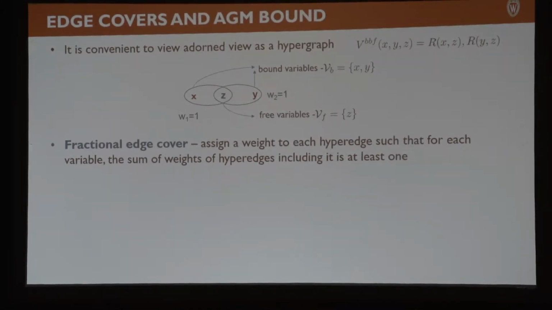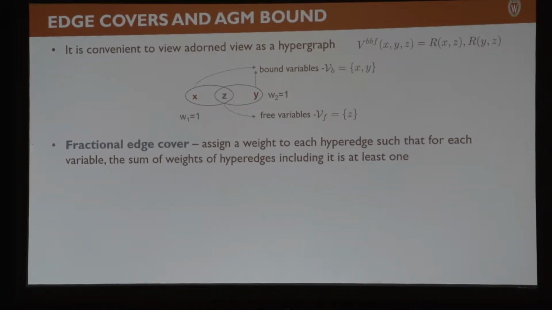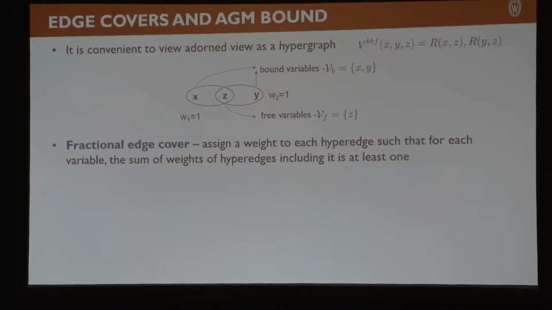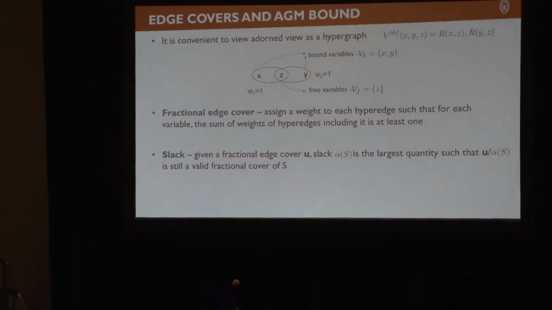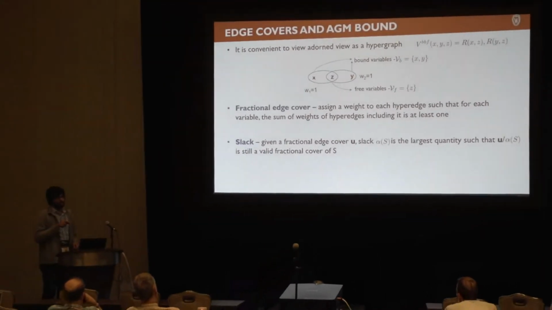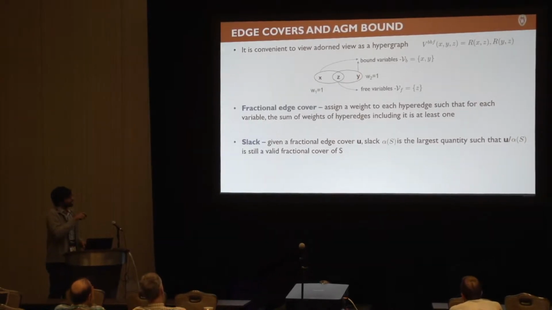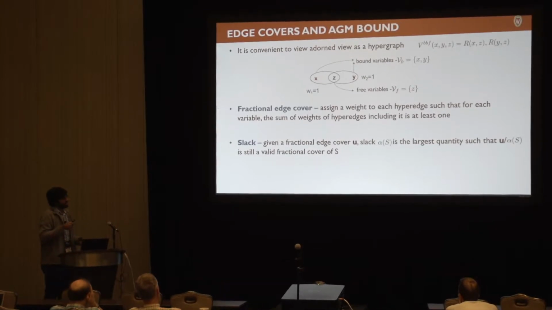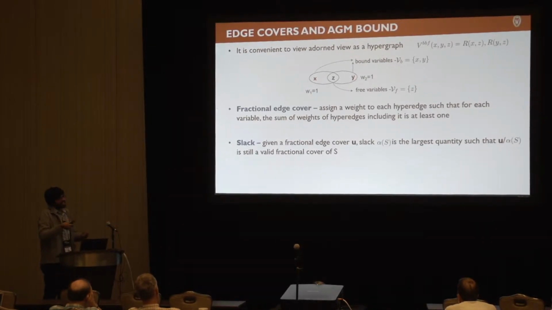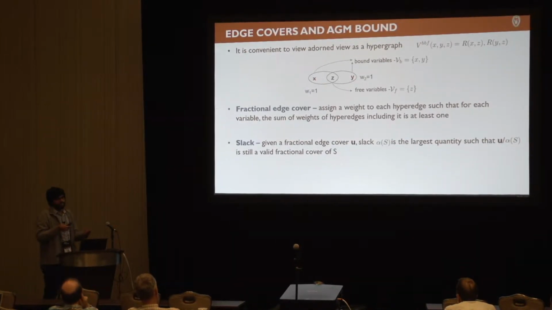So as an example, for this particular two-path query, we can assign a weight of 1 and 1 to both of the hyperedges, and it covers all of the variables. The second notion that we will require is that of a slack. A slack is defined with respect to a set of variables. So the slack alpha S here is the largest positive quantity such that if I scale my fractional edge cover by this particular value, it is still a valid fractional edge cover for the variables in S.